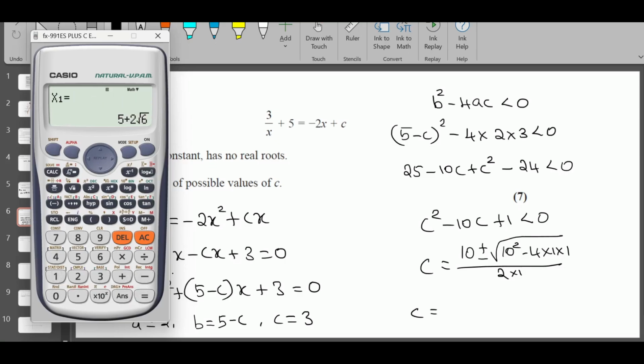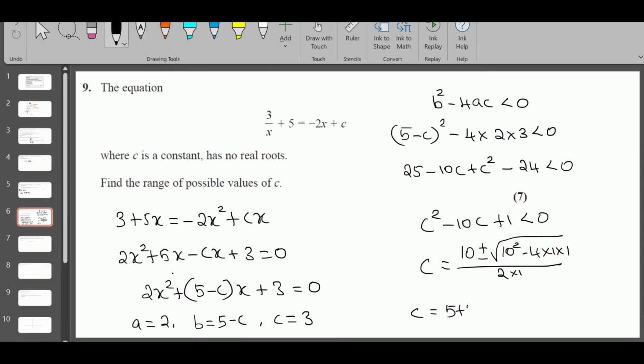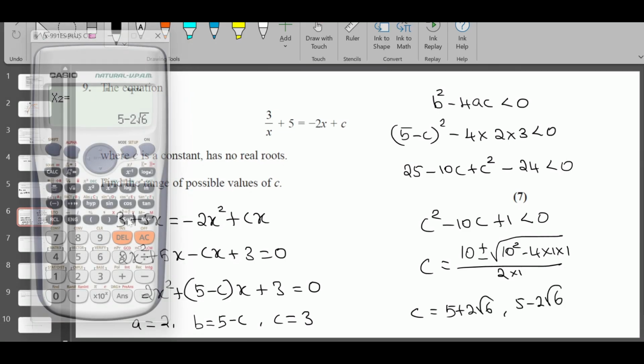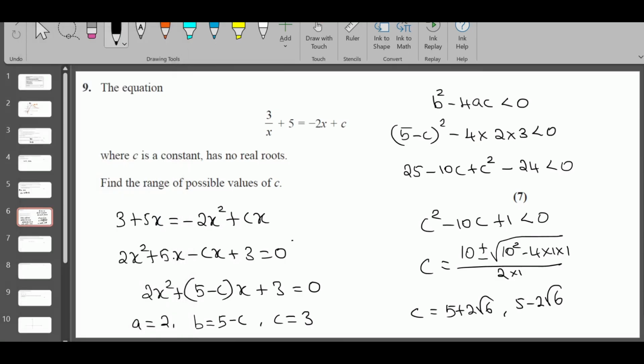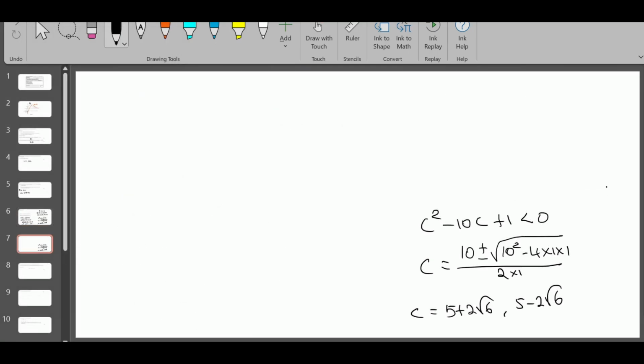5 plus or minus 2 root 6. 5 plus 2 root 6, 5 minus 2 root 6. That's 0.11. This is 9 point, okay. Now it's a quadratic inequality. So how do we solve this quadratic inequality?